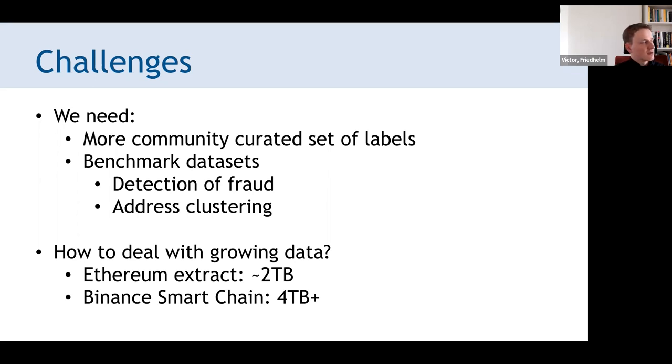And then maybe you've heard of chains like Solana that claim to have a very high throughput, are probably at the same time quite centralized, but their data is even larger than this. And so that raises questions. How can you deal with this data? How can you selectively extract data for those analysis scenarios that you find interesting?